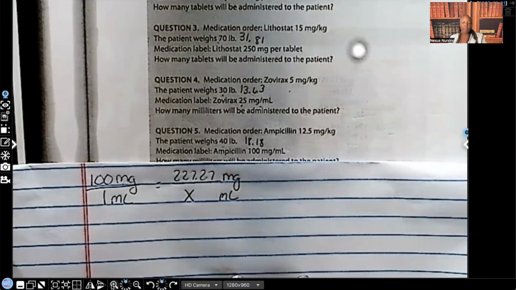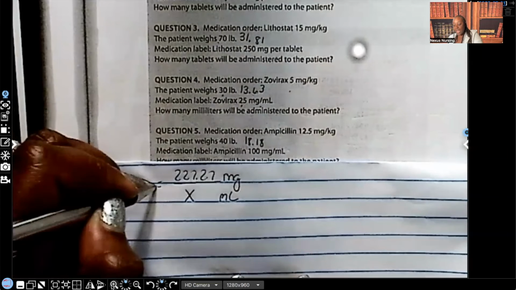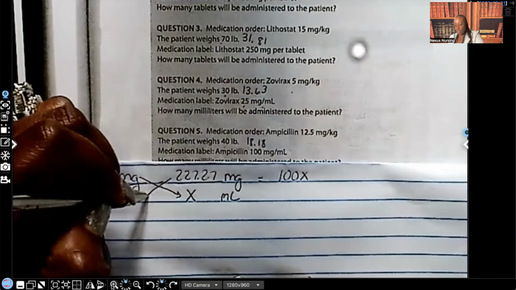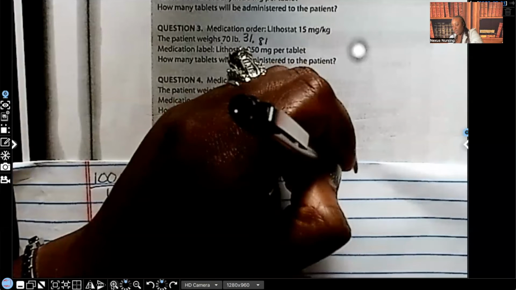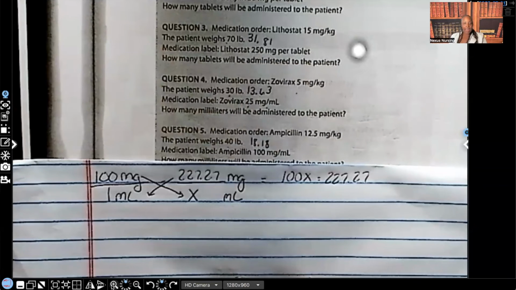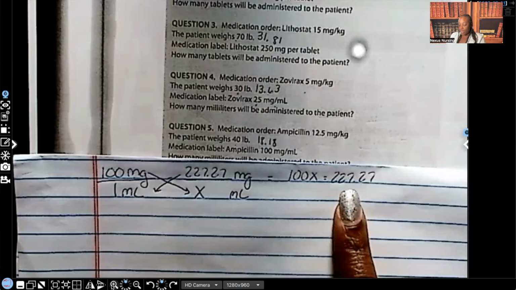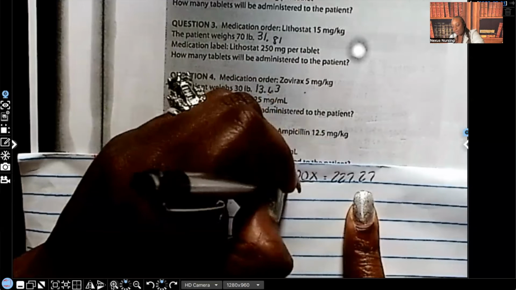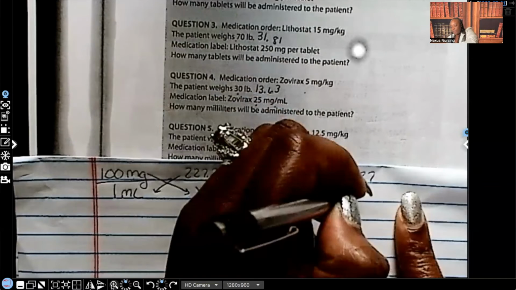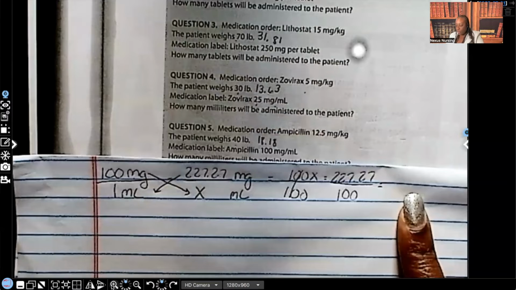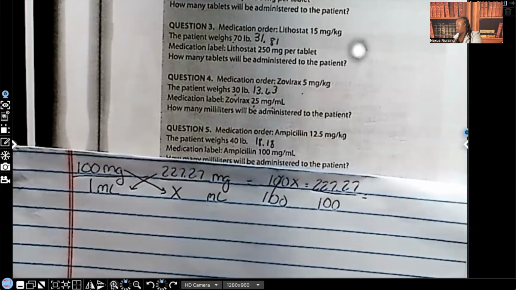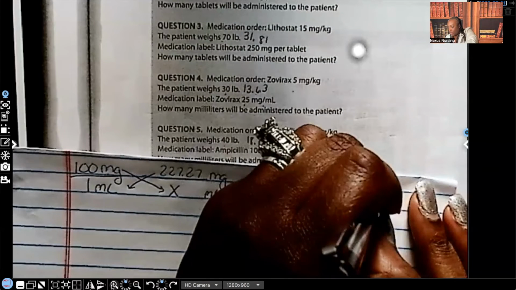Now that our problem's set up, let's cross multiply. 100 times X equals 100X. 227.27 times 1 equals 227.27. Now we have 100X equals 227.27. We've got to get X by itself. So we're going to divide by both sides. Divide by 100. Divide by 100. Now do that 227.27 divided by 100. And you should get 2.27.